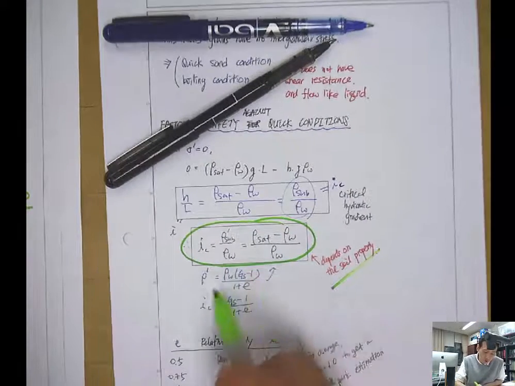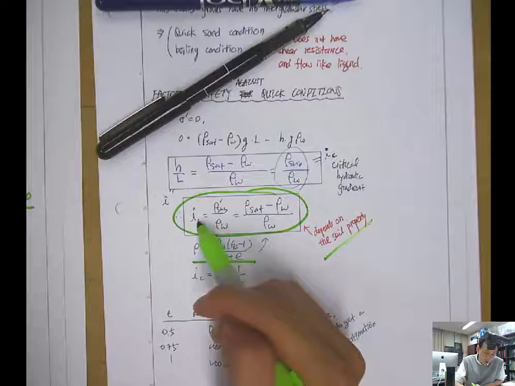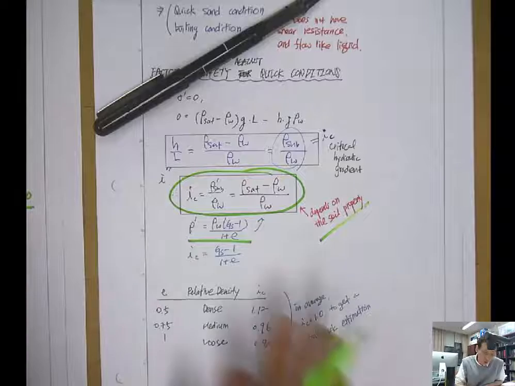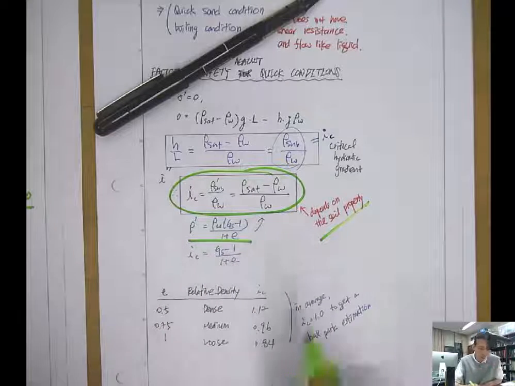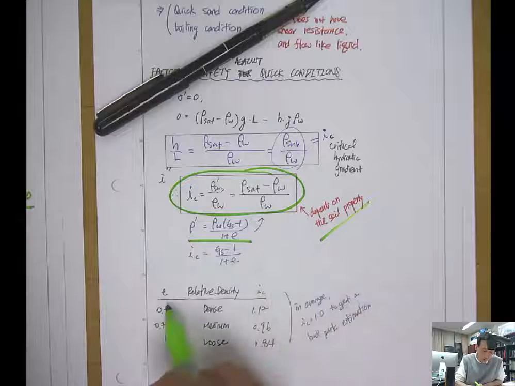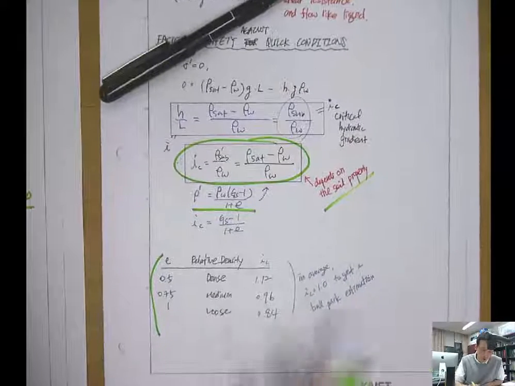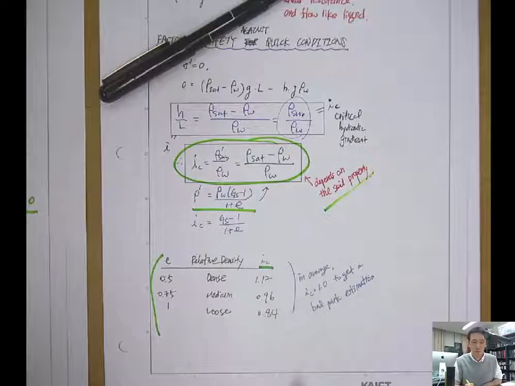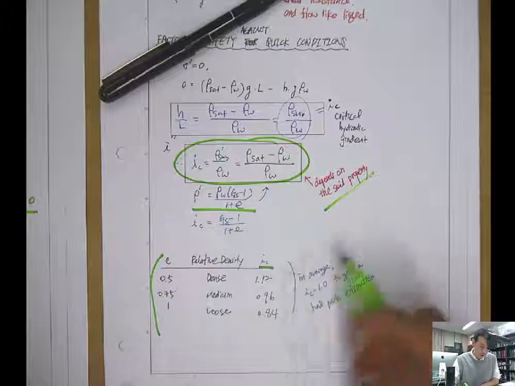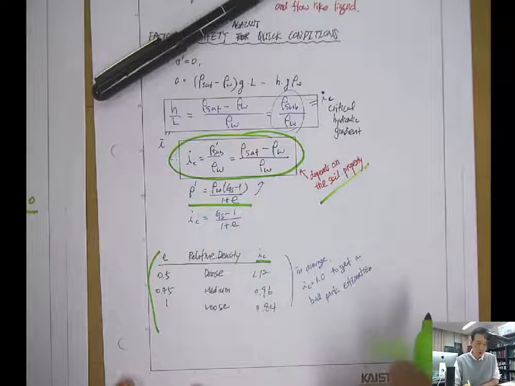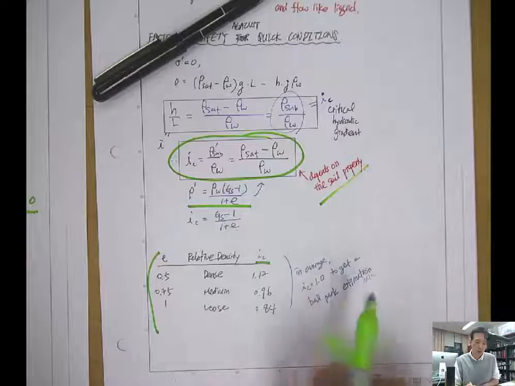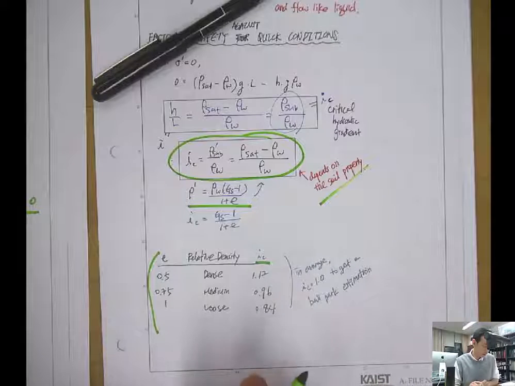If we plug in the equations that we learned in chapter 2, then i_c is merely a function of Gs and the void ratio. Gs has a very narrow range, so we can assume 2.7. Then with different void ratios, the critical hydraulic gradient ranges from 1 to 0.84. So on average, a critical hydraulic gradient of 1 is typically used to estimate the factor of safety against the quick condition, just to get a ballpark estimate.